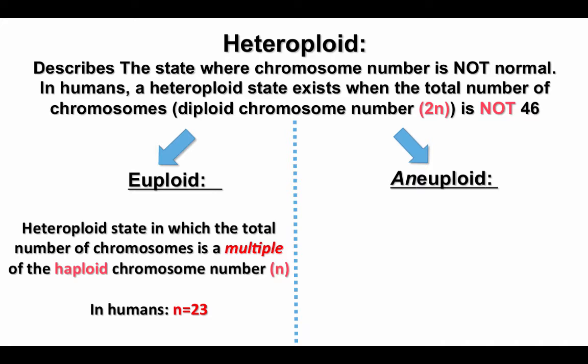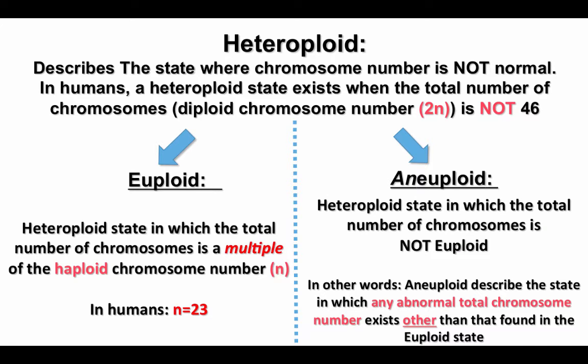And then we have the aneuploid state, which is a heteroploid state in which the total number of chromosomes is simply not euploid. So if you're dealing with a heteroploid state that's not euploid, meaning that the total number of chromosomes is not a multiple of the haploid number, which is 23, then you're dealing with an aneuploid state. So again, in other words, aneuploid describes a state in which any abnormal total chromosome number exists other than that found in the euploid state.